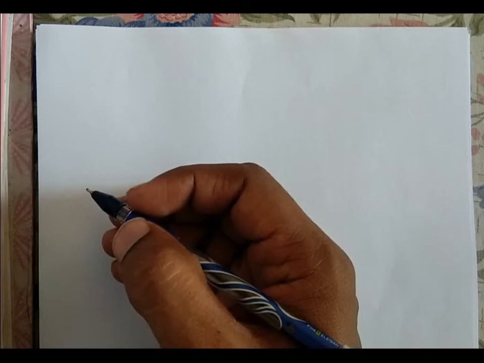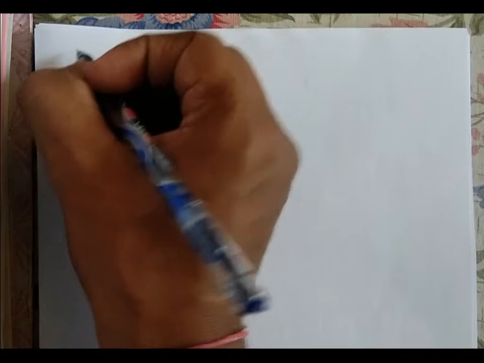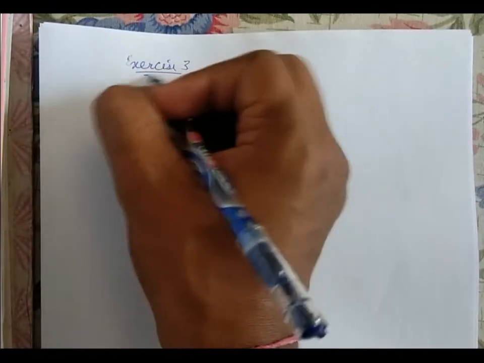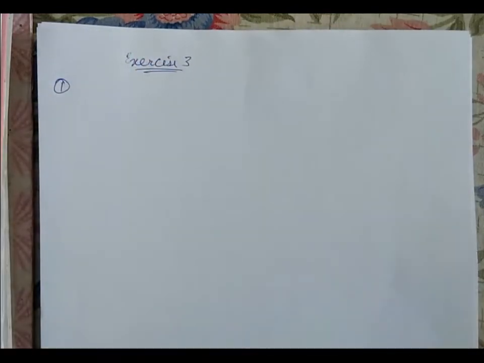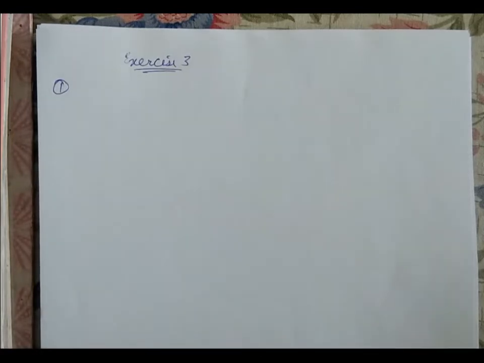Now we'll be discussing exercise 3 of AOD. The curve ax cube plus bx square plus cx plus 5 touches the x-axis at minus 2 comma 0 and cuts the y-axis at q where the gradient is 3. I think we have already done this question.